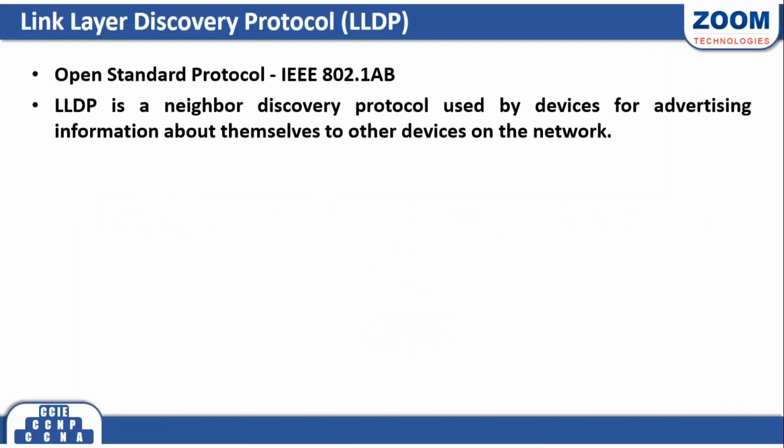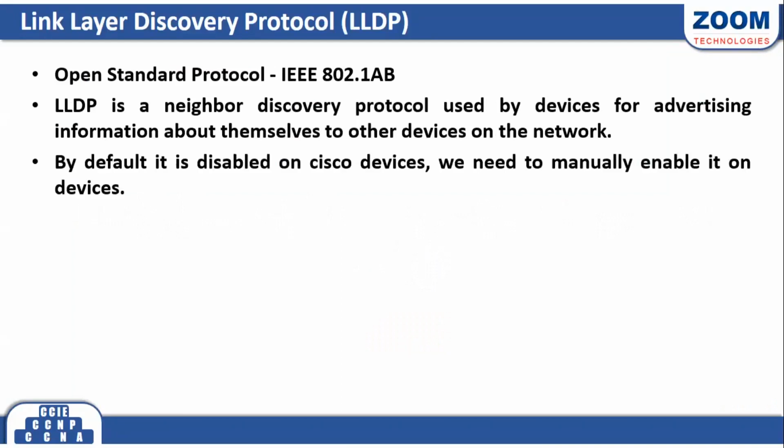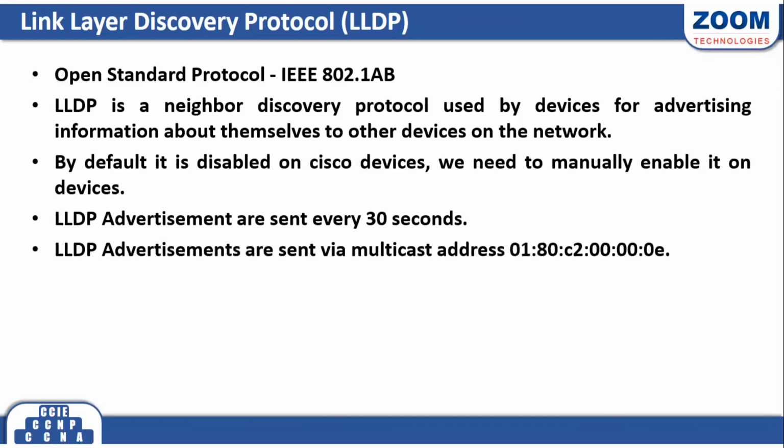LLDP is a neighbor discovery protocol used by devices for advertising information about themselves to other devices on the network. By default it is disabled on Cisco devices, but CDP is enabled. We need to manually enable LLDP on the devices. Advertisements within 30 seconds we get information. With CDP we get it within 60 seconds, but LLDP is much faster, within 30 seconds. The multicast address.